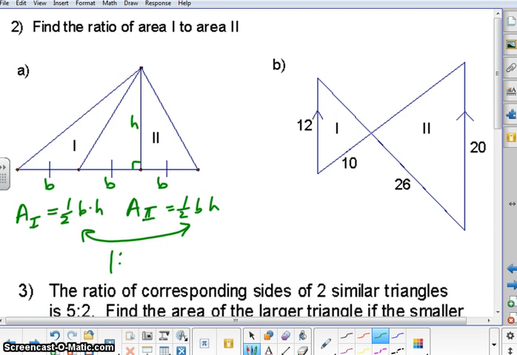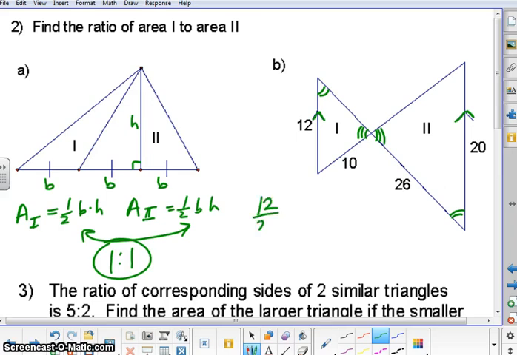So the ratio of the areas would be a 1-to-1 ratio. Okay, and then on the next one, if we have parallel lines, that's going to create alternate interior angles. We also know vertical angles are congruent. And if they are all congruent, then we have similar triangles because of angle, angle. And then we can set up a proportion.